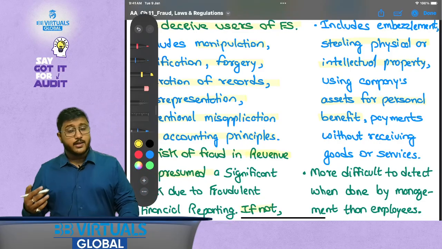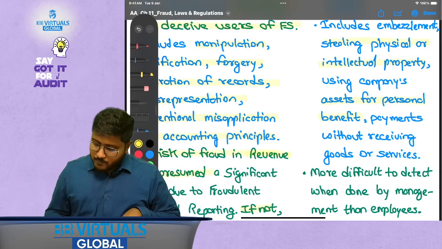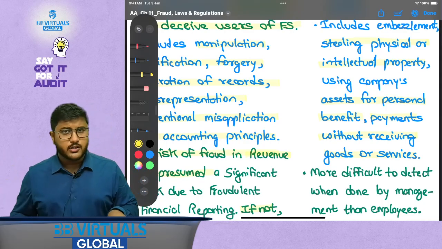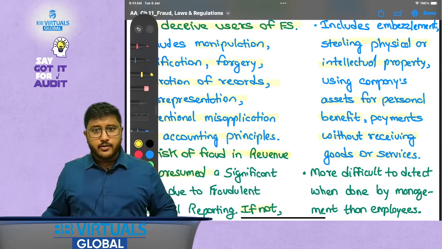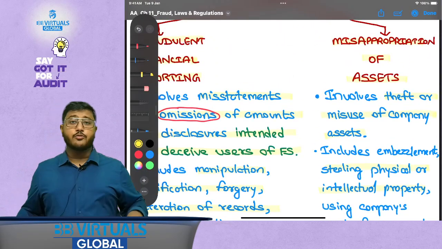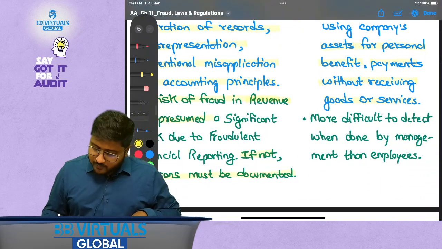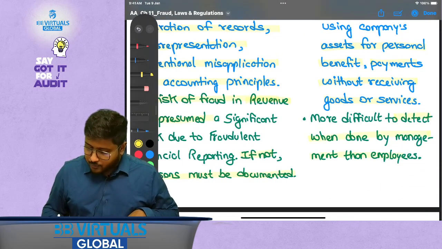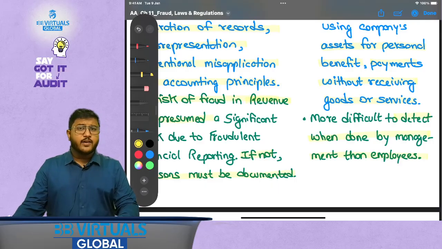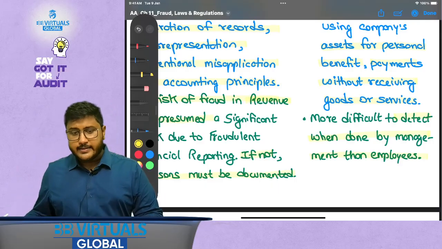In some cases the employees might use the company's laptop or the company's car for personal use also. Payments without receiving goods or services, that is, sometimes payments could be processed to certain people without getting the goods in return, and that is also part of the misappropriation of assets. This is not just an accounting entry, this is actually outflow of assets from the company, right? Then it is more difficult to detect when done by management than employees, because management has more power to conceal.